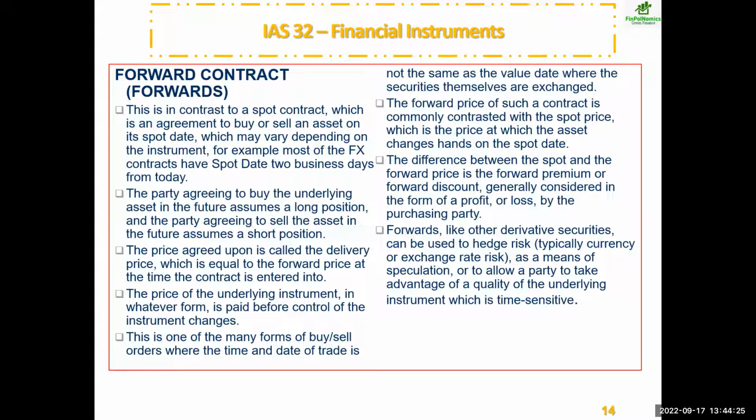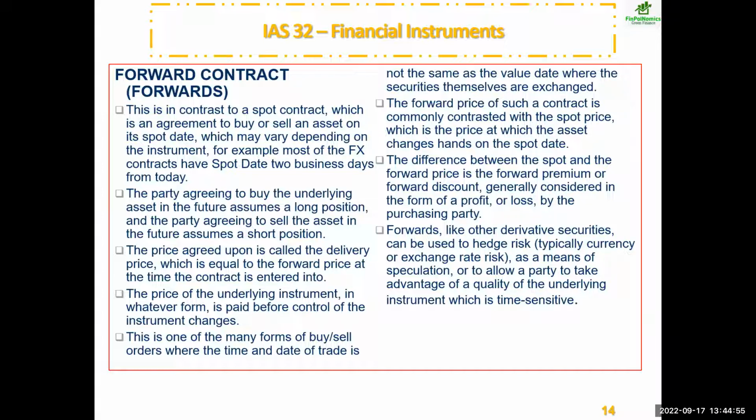The price of the underlying instrument in whatever form is paid before control of the instrument changes. This is one of the many forms of buy or sell orders where the time and date of trade is not the same as the value date, where the securities themselves are exchanged. The forward price of such a contract is commonly constructed with the spot price, which is the price at which the asset changes hands on the spot date.